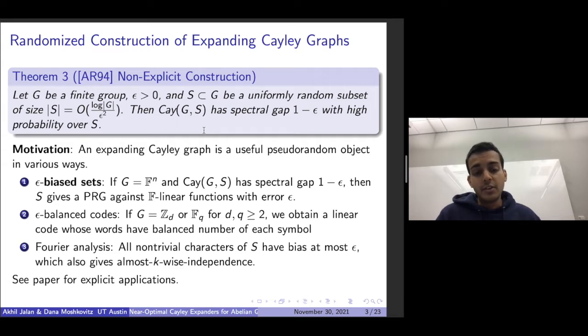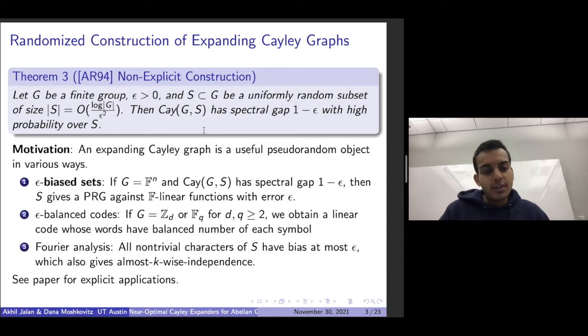Another equivalent definition is epsilon-balanced codes. These are linear codes over, in fact, any alphabet, where if you take a word from the code, then it has roughly the same number of symbols for all the symbols in the alphabet. So this is an even stronger property than minimum distance, and it's useful in a variety of applications.